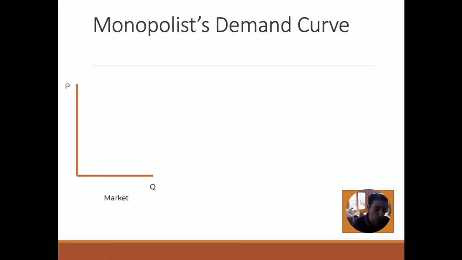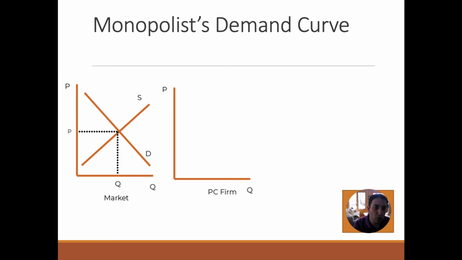Okay, so let's draw what a market demand curve is. And here's a market, here's market supply, here's market demand, price, and quantity. What does a monopolist look like? Well, let's first talk about if this is the market. And let's do perfect competition too. So perfect competition takes the price. This was price equals demand equals marginal revenue, and there was some marginal cost curve for perfect competition.